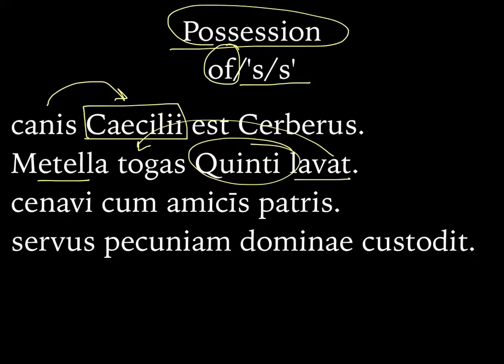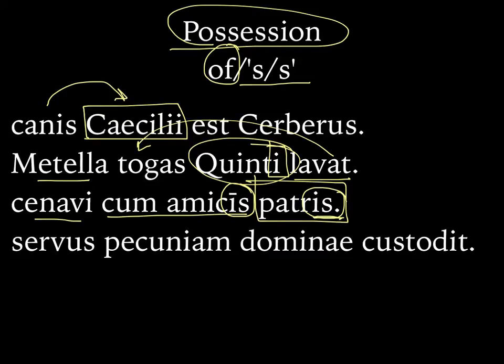In this next sentence, Metella washes the togas of Quintus. Quintus owns the togas, so this is showing possession. This next sentence, I dined with friends of my father. That is the possessive genitive singular. You can tell that that's a genitive, and this is either dative or ablative plural because there's a long mark there. So this patris is genitive showing possession.